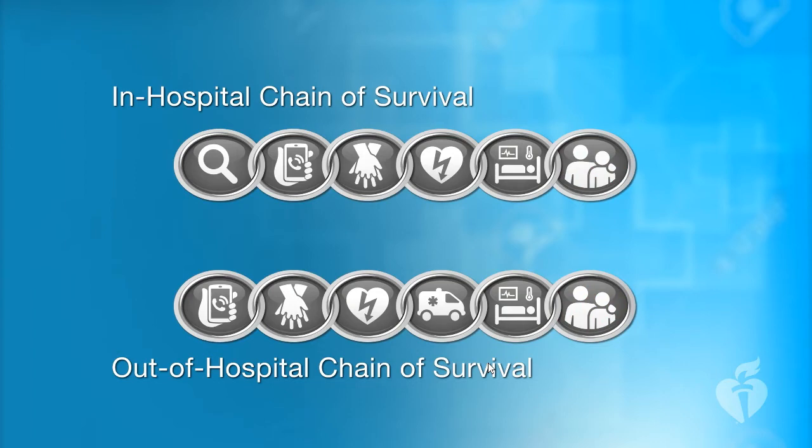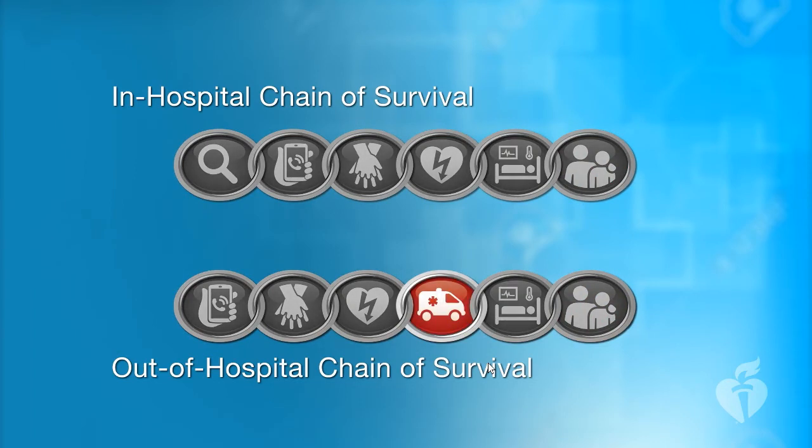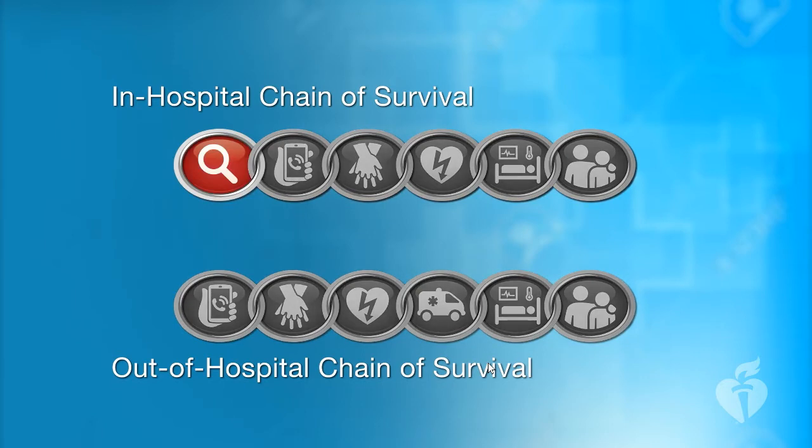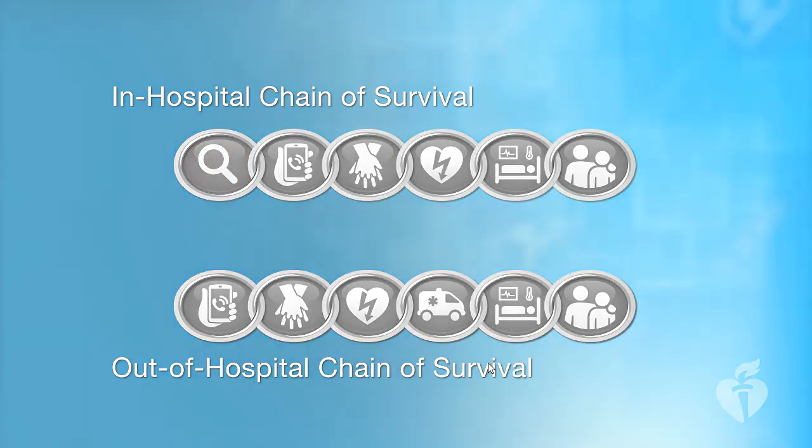For the out-of-hospital chain, the difference is the 4th link, which focuses on advanced resuscitation. In this link, a multi-rescuer team arrives and takes over CPR and may perform additional advanced interventions. For the in-hospital chain, the difference is the 1st link. It focuses on early recognition and prevention of cardiac arrest with patient monitoring and assessment, and, if necessary, rapid response by the medical emergency team when a patient's condition starts to deteriorate.